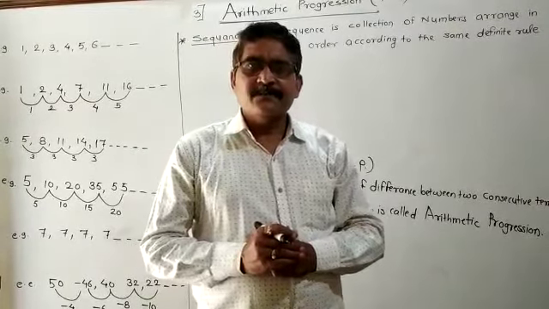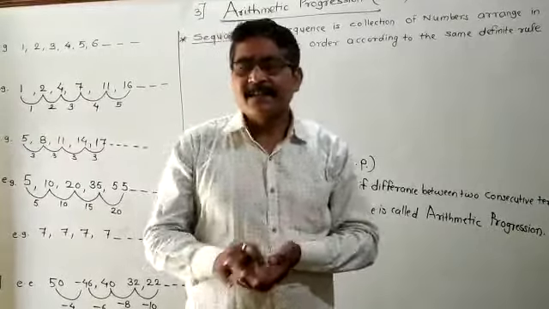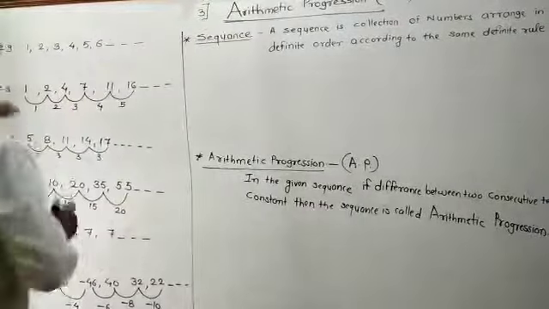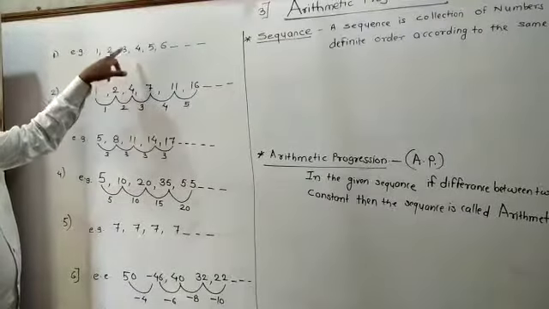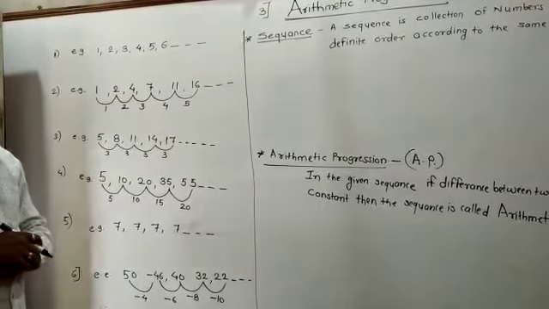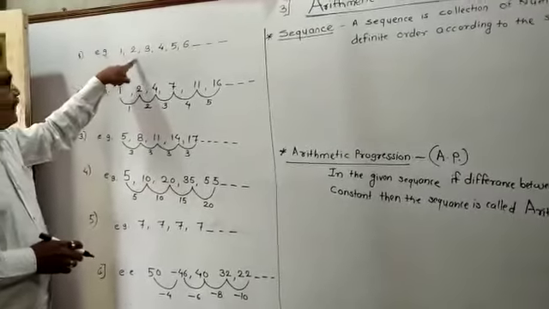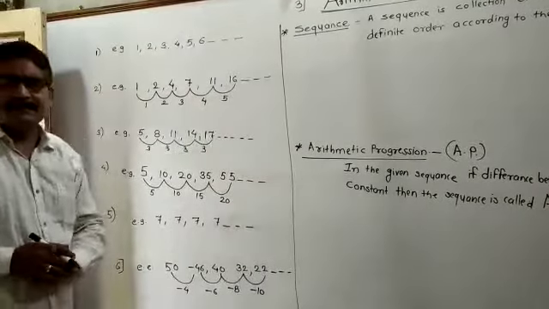In scholarship we already learned the sequence, meaning series. They are giving the series. This is the first example. This one is 1. After 1, 2 will come. After that 3 will come, 4, 5, 6. This is one type of pattern. After 1, 2 will come. After 2, 3. After that 4, after that 5, after that 6.